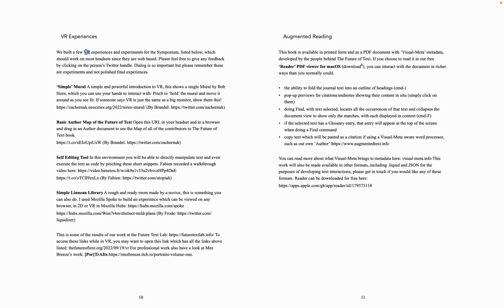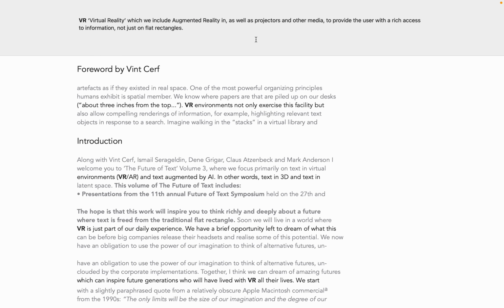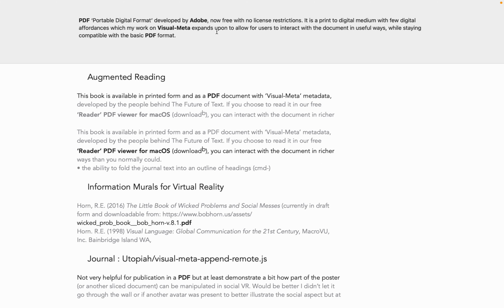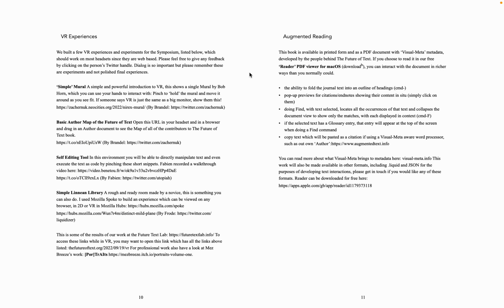Simple text like VR, virtual reality can be looked up. A lot of different terms. PDF as an entry, Adobe, Command F to go out of it. So that's a quick way of reaching that.